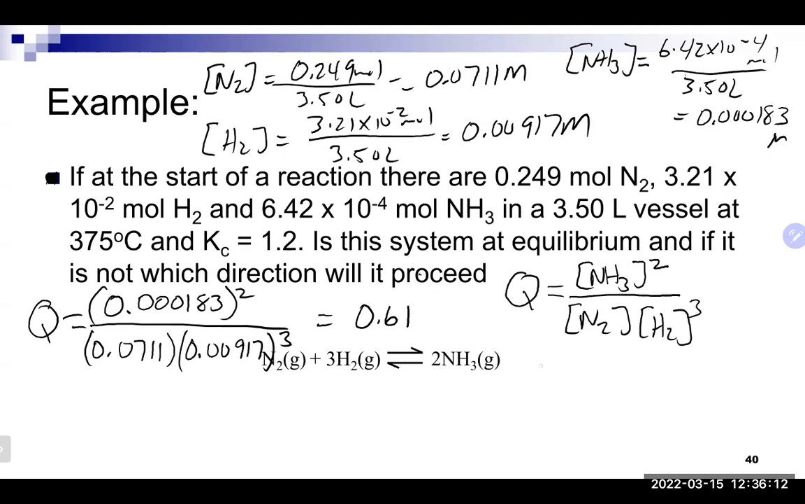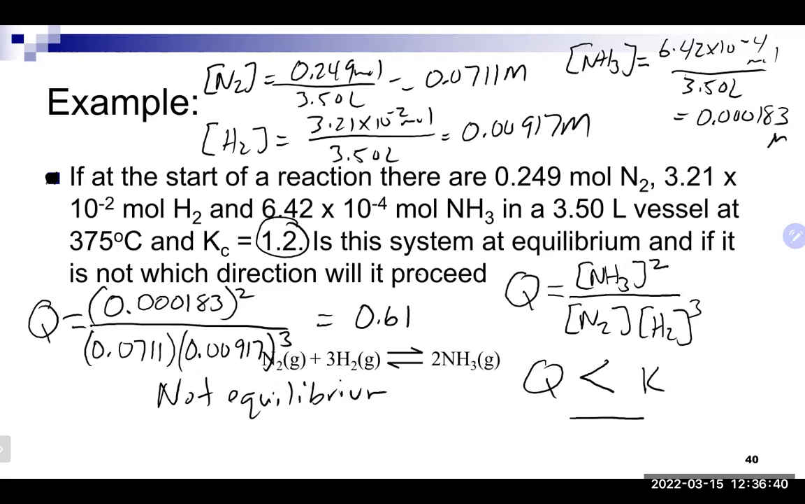At this point, what we want to do is take our Q and compare it to our K. In this case, the K value is 1.2 and our Q value is 0.6, which means Q is less than K. That tells us that we are not at equilibrium. And which way do we need to go to reach equilibrium? Opposite of where it's pointing, so we need to head towards products to reach equilibrium.